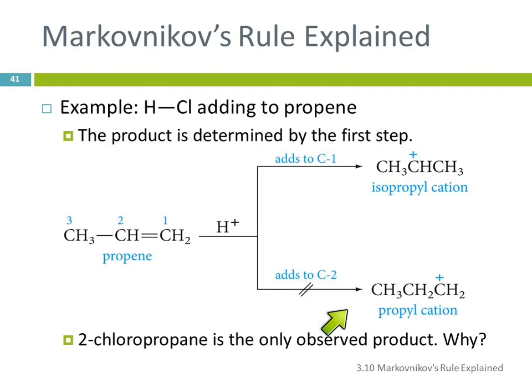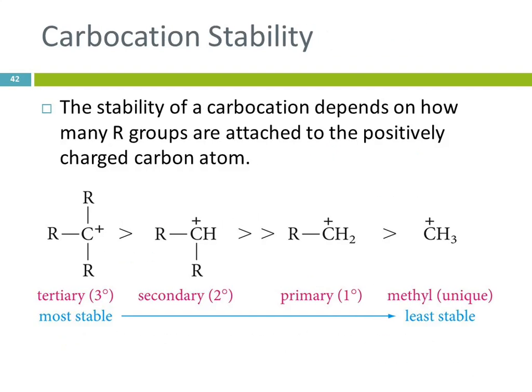And what we find is that this addition to the second carbon, the middle carbon, doesn't happen. And that's consistent with Markovnikov's rule, because this hydrogen is going to add to the carbon that has more hydrogens. The question is, why? It has to do with the stability of the carbocation.